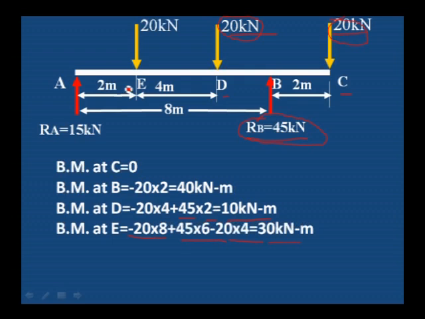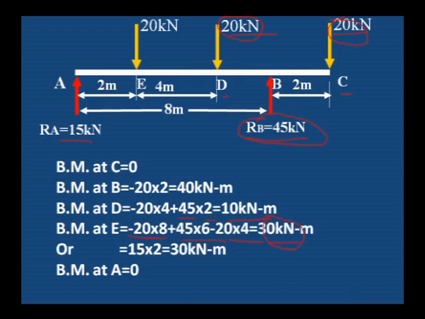Or we can calculate the bending moment at E as RA into distance, 15 into 2, 30 kilonewton meter. We get the same. Or we can calculate 15 into 2 from the left side. Bending moment at A is equal to 0. What we can observe is that the calculation is similar to the simply supported beam we did in previous sessions.